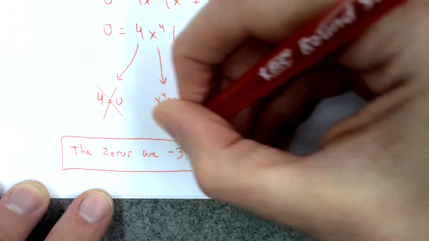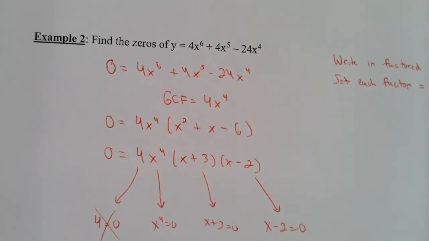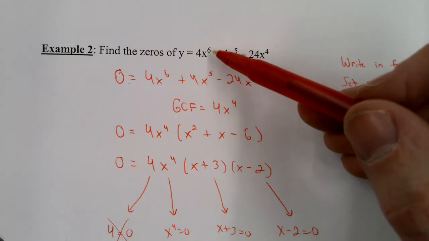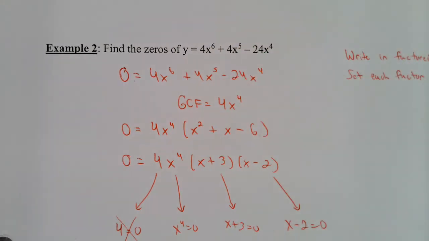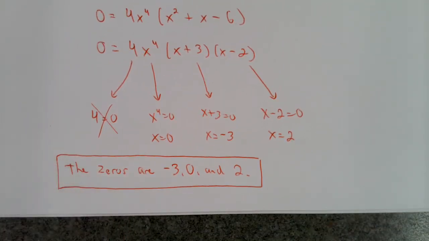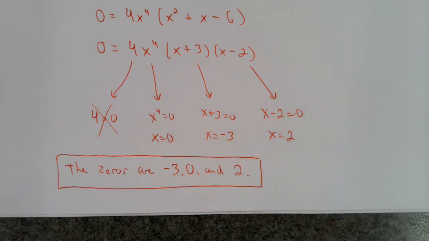So I guess this is a good point for me to say it, okay? If you look at the original problem, since the degree is 6, that means you can have a maximum of 6 distinct answers, meaning you can have at most 6 different answers. We only have 3 different answers. That's because this answer happens more than once, which we will talk about in the next lesson.